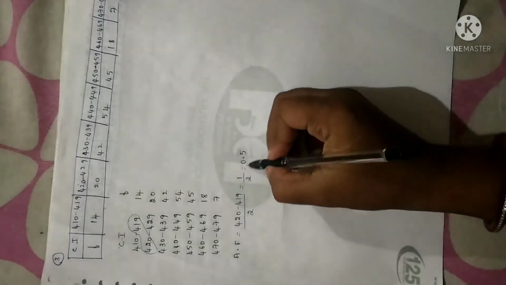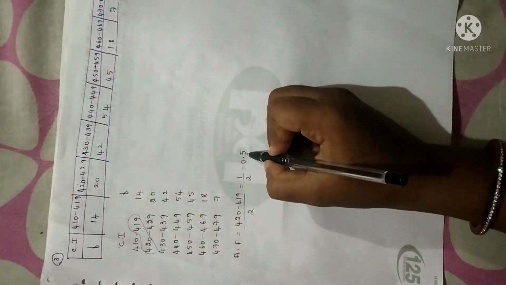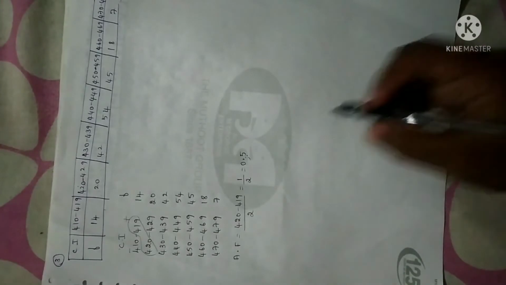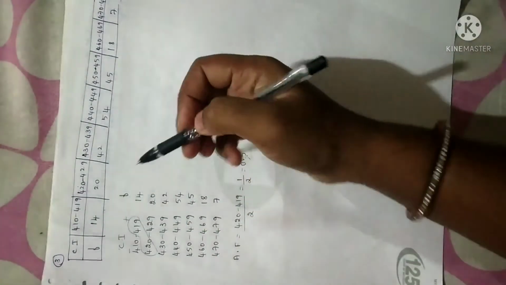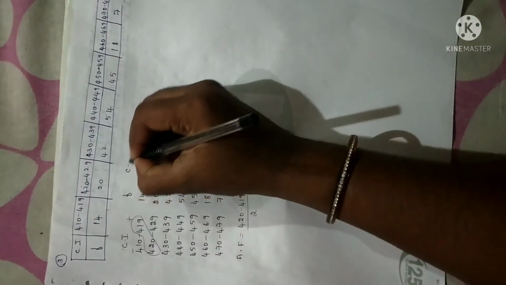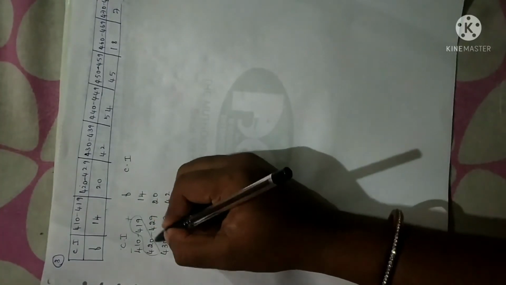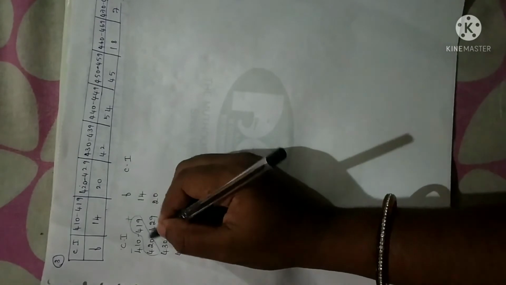Now what we have to do is subtract 0.5 for the first column, that is the lower limit, and add 0.5 for the second column, that is the upper limit, so that you will obtain the new class interval. So let me write the new class interval here. Make sure you equate it. We have to make continuation of the data here.